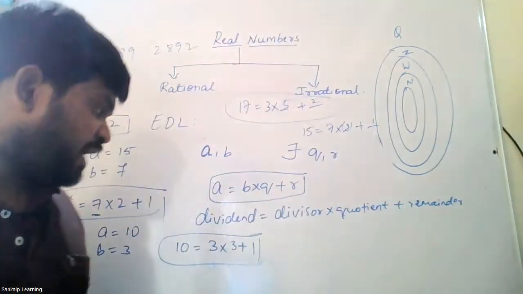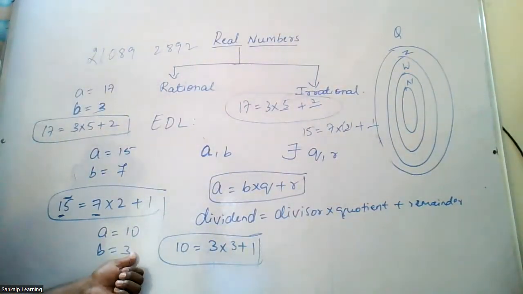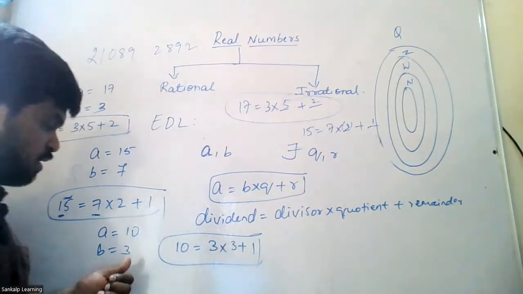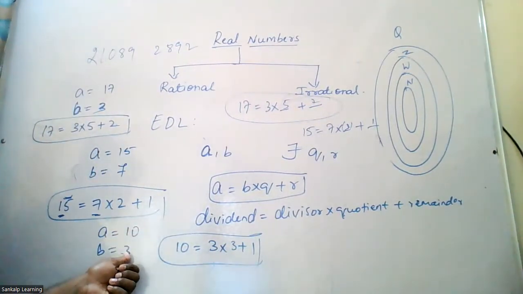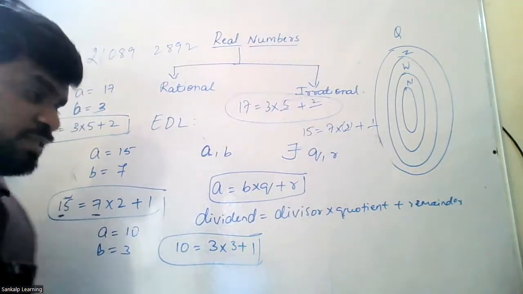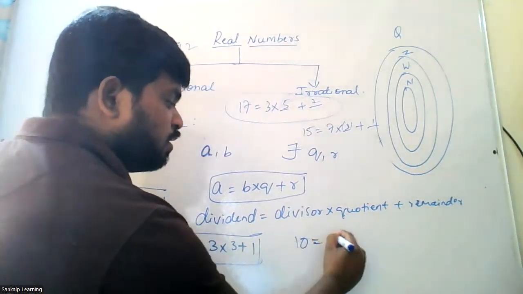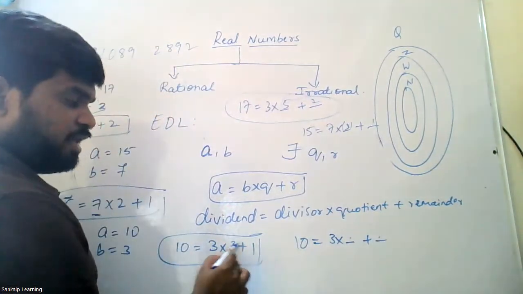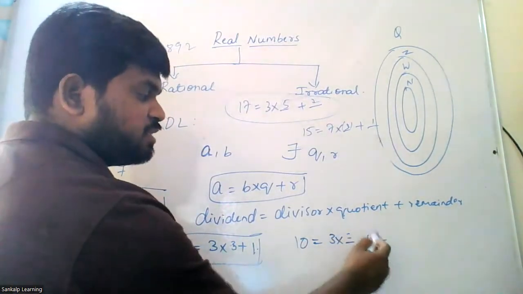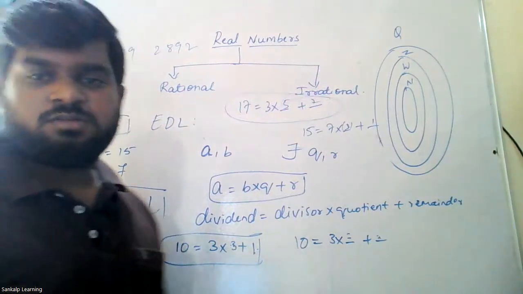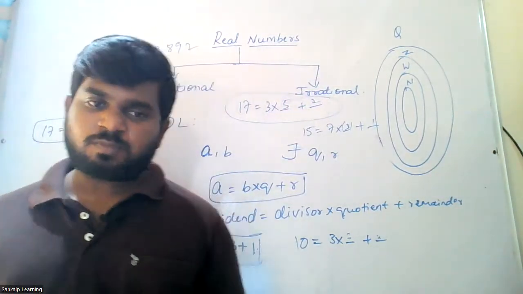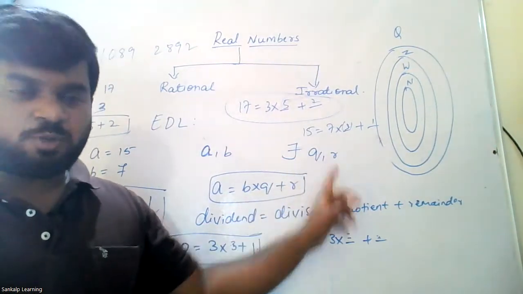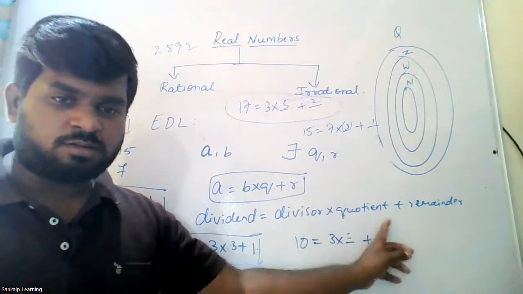Let's take 10 and 3. 10 can be written only like this, 3 into 3 plus 1. If your a value is 10 and b value is 3, then you can write it like this. Is there any other way? Think, 3 into something plus something. Other than this 3 and 1, can you put something else here and make it equal? No, not possible. Remember, I'm talking about integers, q and r.